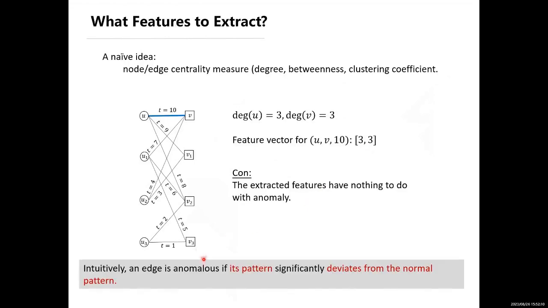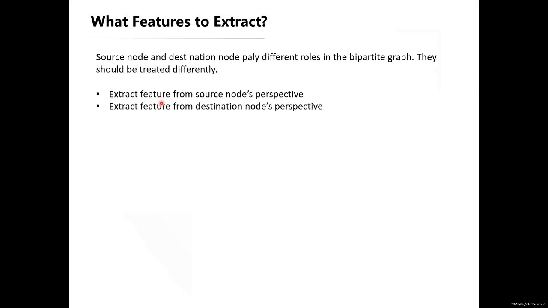Intuitively, an edge is anomalous if its pattern significantly deviates from the normal patterns. So we would like to extract features that can capture this kind of differences. We know that in the bipartite graphs, the source node and the destination node play different roles, so they should be treated differently. It means we should extract features from source node's perspective and extract features from destination node's perspective, respectively.